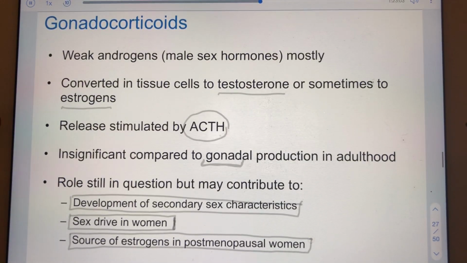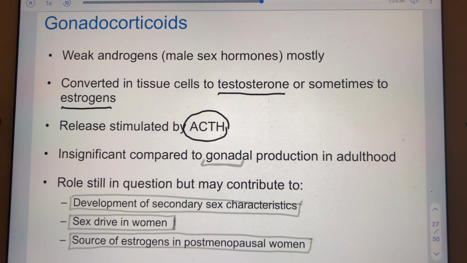28, sorry. Gonadocorticoids. Gonadocorticoids are weak androgens. They're like precursory male sex hormones, okay? And they can be converted, because they're weak, into testosterone. They can even be converted into estrogens, all right? They are secreted, obviously, in response to ACTH with all the other corticosteroids, okay?